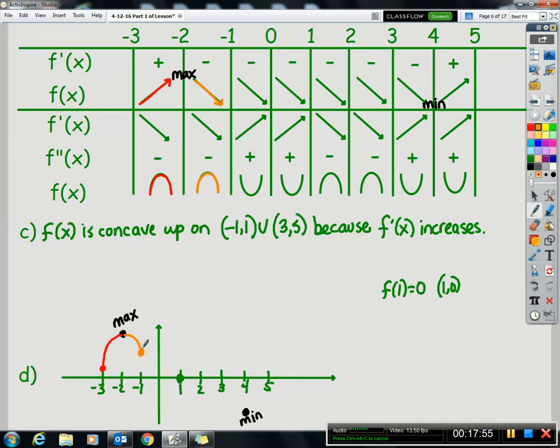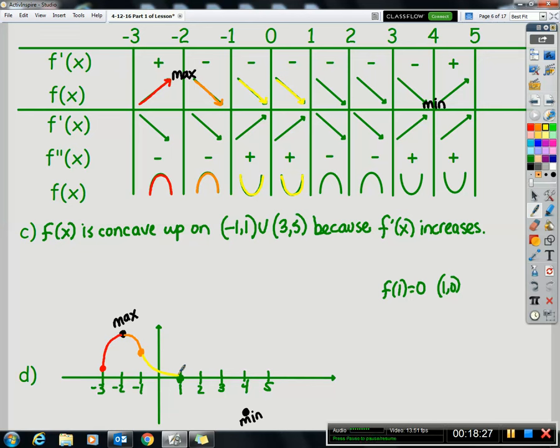Now, I notice that the next two intervals, from -1 to 0 and from 0 to 1, both of those are decreasing and concave up. So I'm going to do that as one large interval. So I need to go from -1 to 1. So from the orange point to the green point, decreasing, obviously, I've got to go downward and be concave up. So it would have to be this kind of shape, concave up.